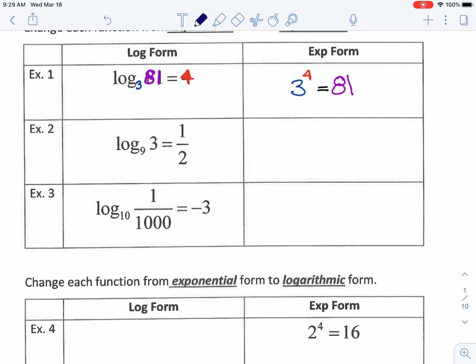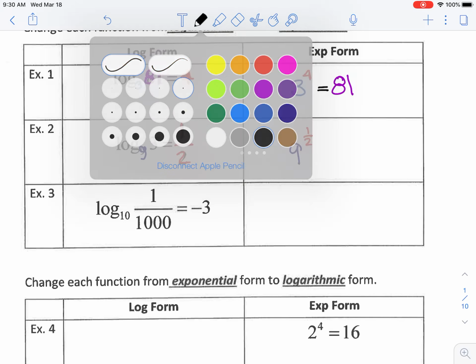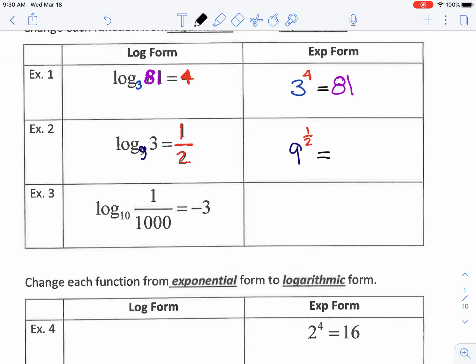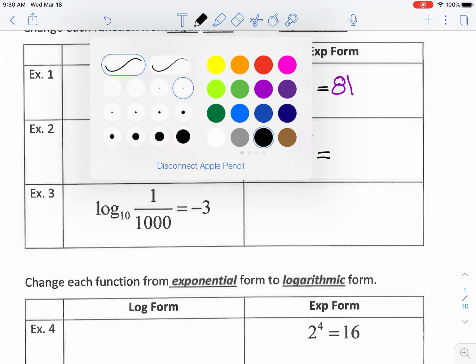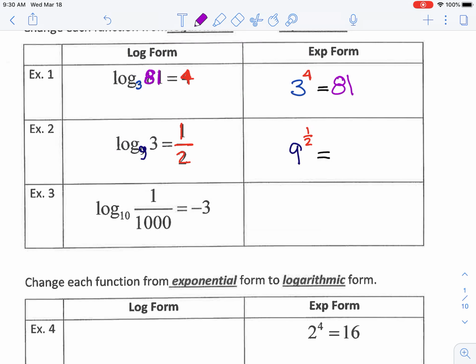So, let's go again. I have my base of 9. I have my exponent, my crown of 1/2, an equal sign, and then a 3. Remember that 1/2 signifies a square root.